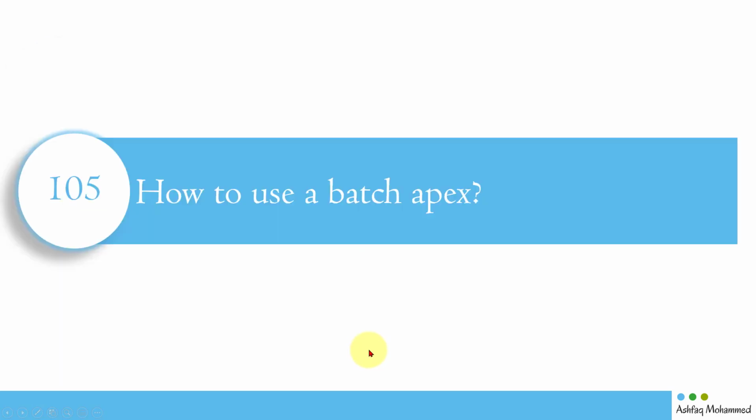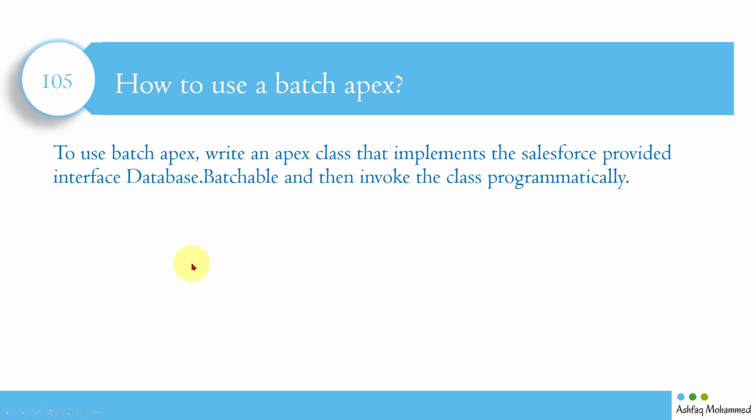Okay. Next question is, how do we use a batch apex? To use a batch apex, write an apex class that implements the Salesforce provided interface called Database.Batchable. As soon as you implement Database.Batchable, it becomes a batch apex. And then you have to adhere to some requirements of that interface. I mean to say that you cannot write that apex class in whatever way you want.